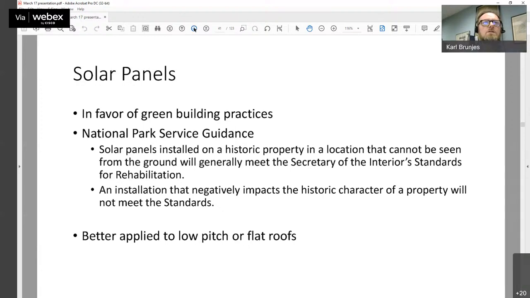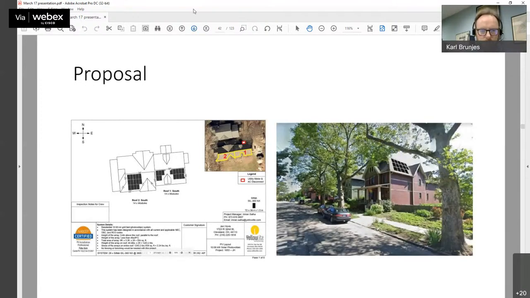Next slide, please. The proposed array on roof 2 is readily visible and would have a negative impact on the character of the house. It was proposed by the local design review committee and staff to relocate the panels from roof 2 to positions on roof 1 behind the cross gable. The Landmarks Commission seemed to have less of an issue with the solar panels than the roofing material.